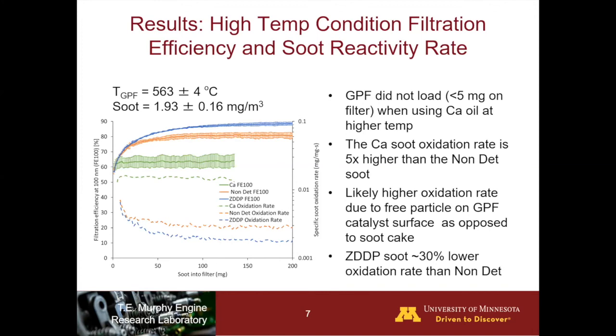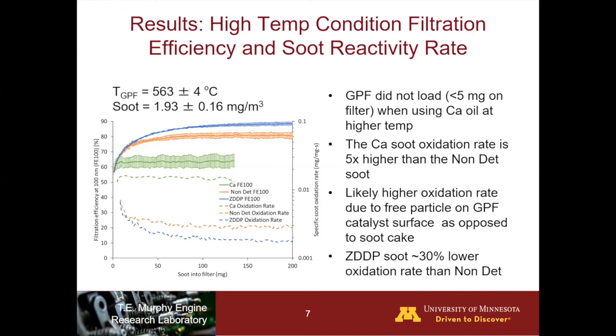So this kind of shows that the catalytic surface of the GPF is playing a part. So it's the difference between oxidation of a soot cake layer as opposed to oxidation of free particles on the catalytic surface. Additionally, we can see that the ZDDP oxidation rate is about 30% lower than the soot when using the non-detergent oil. And this has been shown in other literature that ZDDP inhibits soot oxidation and that calcium enhances oxidation.